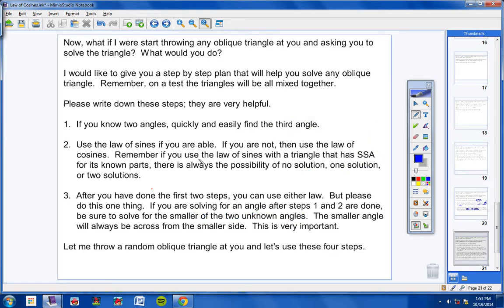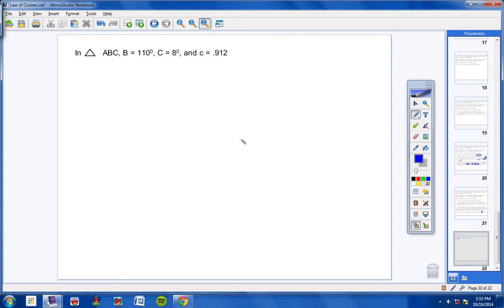Now let me throw a random oblique triangle at you, and let's use these 4 steps, or these, excuse me. They used to be 4 steps. I can condense them down. Let's use these 3 steps, okay? So here we go. All right, go ahead and copy this in your notes, and let's solve this triangle, okay? Here we go.